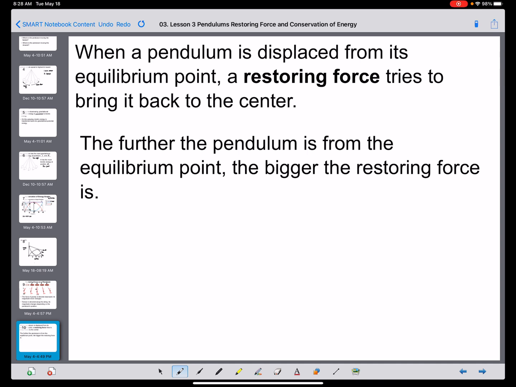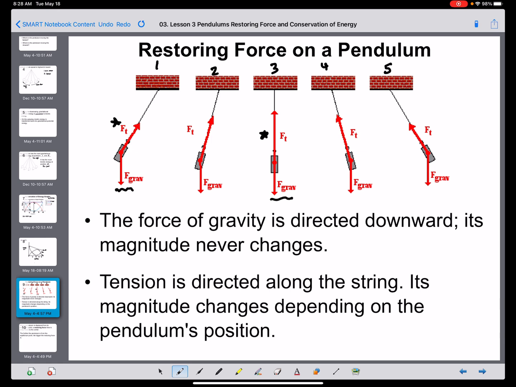And so when we have a pendulum and it's displaced from its equilibrium point, a restoring force tries to bring the pendulum back to the center. And the further the pendulum is from the equilibrium point, the bigger the restoring force is. So that means position 3 is the equilibrium point, so at position 3, there's no restoring force. But at positions 1 and 5, the pendulum's really far away from the equilibrium point, so there would be a big restoring force. And at positions 2 and 4, there'd still be a restoring force, but smaller than at positions 1 and 5.